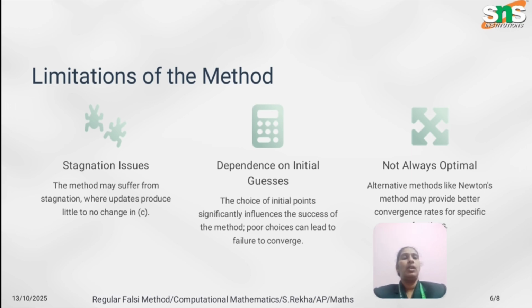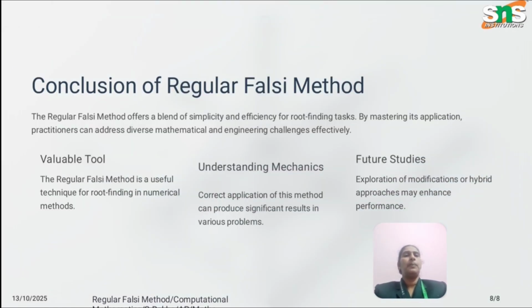So I will give one example. For example, x square minus x minus 1, if you want to solve using the regula falsi method, first of all we have to substitute a into f of b minus b into f of a. If we consider a as 1 and b as 2, then f of a is f of 1 and f of b is f of 2. So f of 1 is negative and f of 2 is positive, which means the root lies between 1 and 2. So we apply 1 into f of 2 minus 2 into f of 1 by f of 2 minus f of 1.